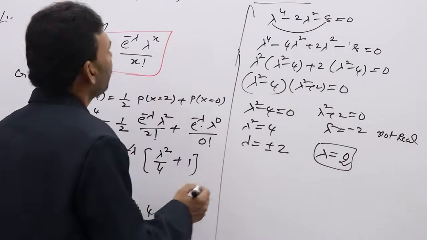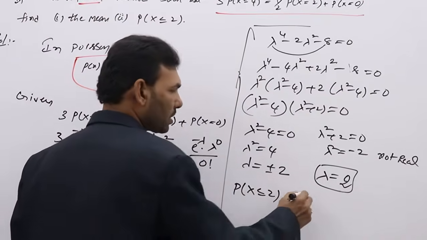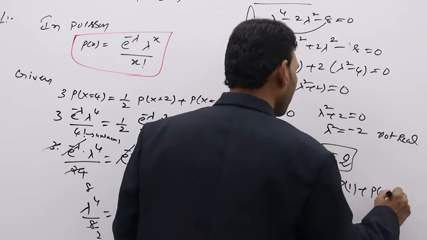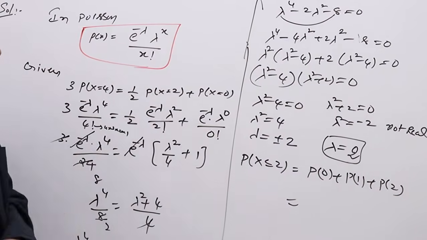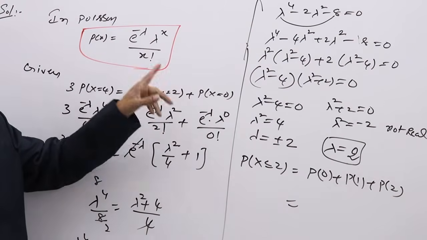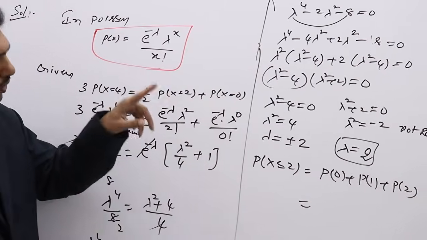Next, probability of x less than or equal to 2 means probability of 0 plus probability of 1 plus probability of 2. So in this formula, write 0 in the place of x and 2 in the place of lambda first. Next, write 1 in the place of x and 2 in the place of lambda. Next, write 2 in the place of x and 2 for lambda.